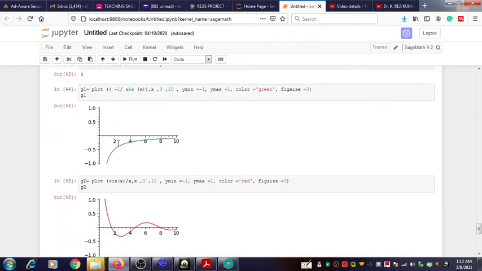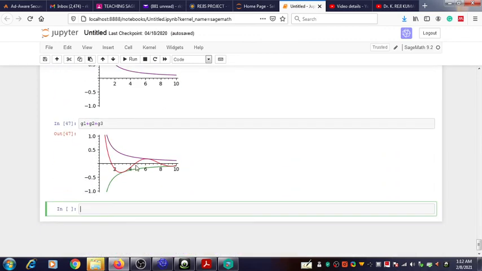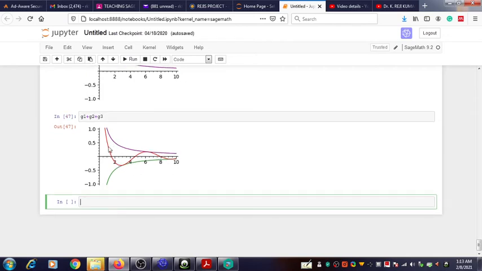Cos x by x is the given function, and the limit of the given function is coming to 0. You can see this red curve is always enclosed, bounded by the purple colored curve at the upper portion and the green colored curve at the lower level. So its limit tends to 0, and we can elicit this information from this discussion.